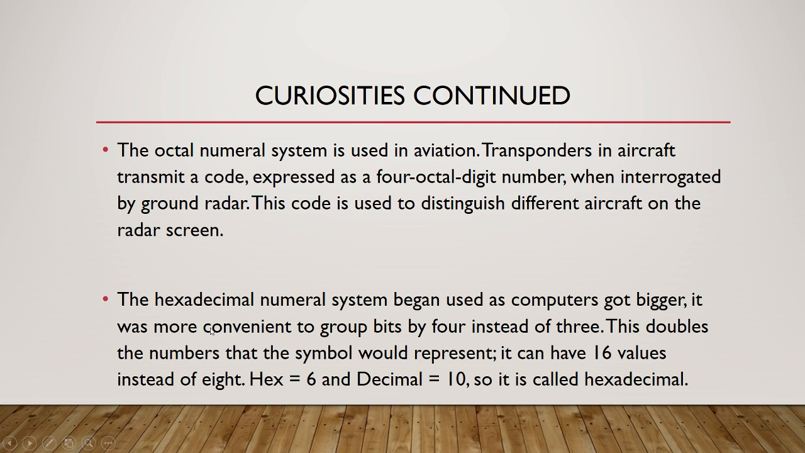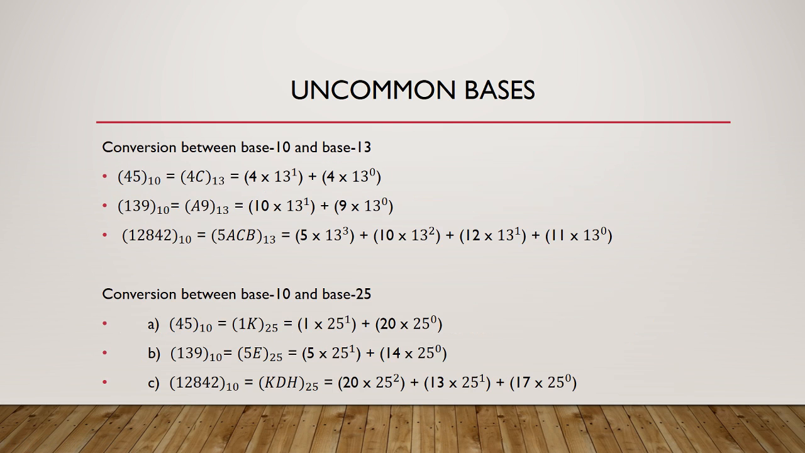Hexadecimal came to be used in computers as they got bigger because it was more convenient to group by 4 instead of 3. So they doubled the number of symbols, which would represent the 16 values instead of 8. Hex means 6 and decimal means 10, so it's referred to as hexadecimal. So these are some uncommon bases, but it's the same principle.